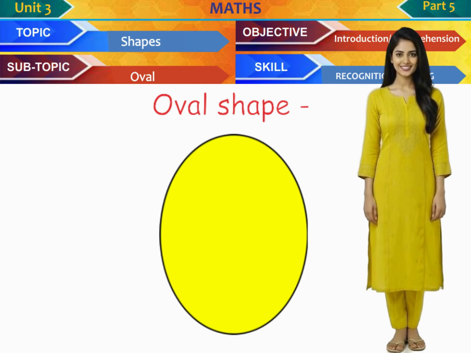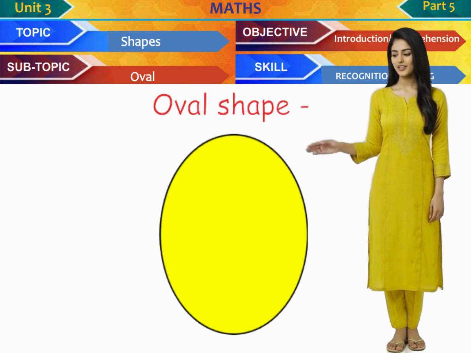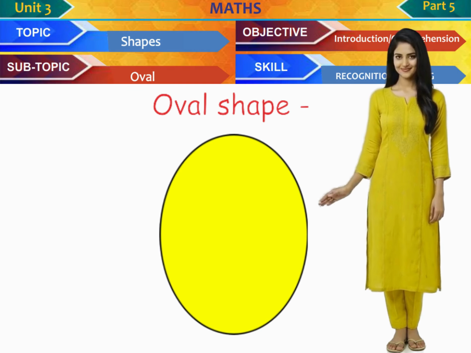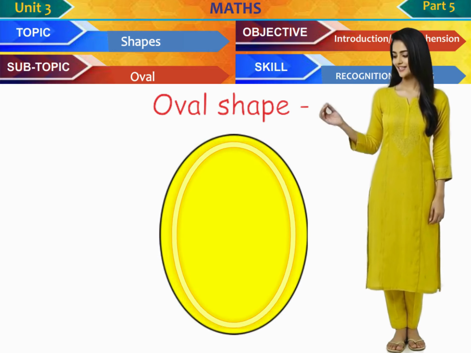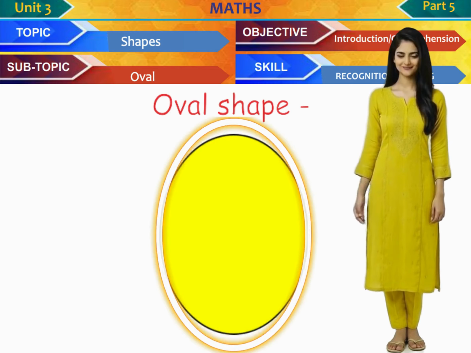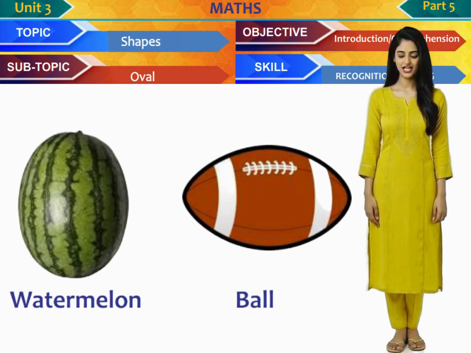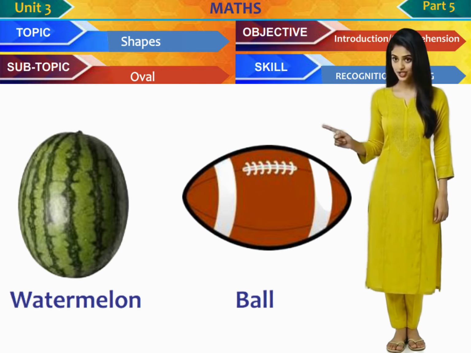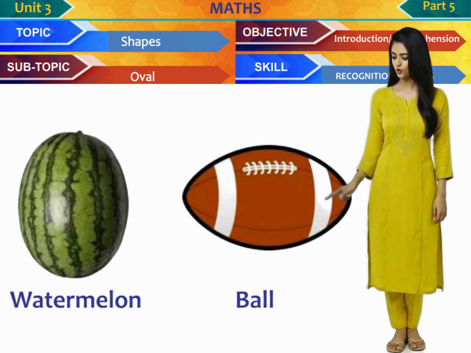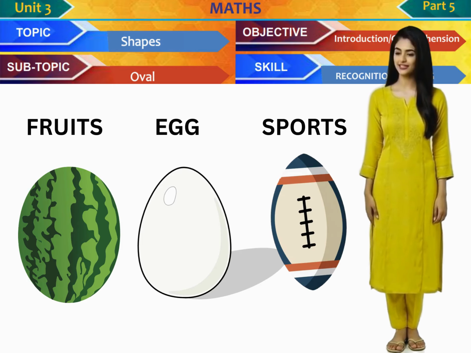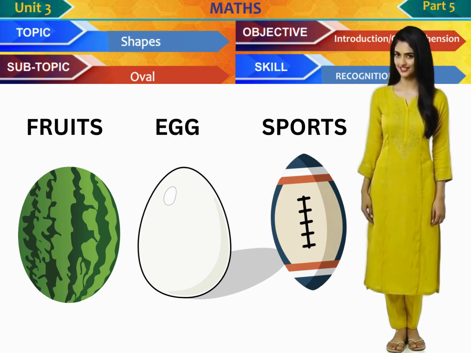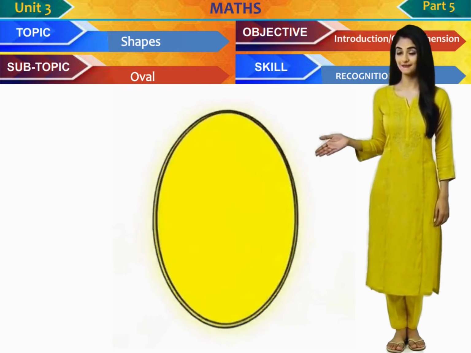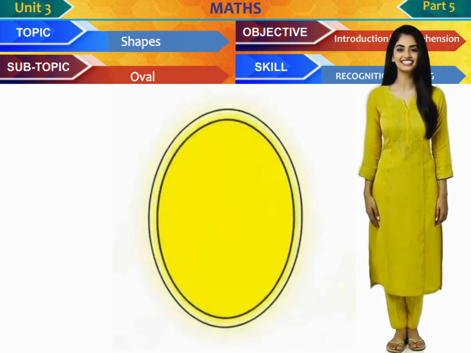Welcome back, children. Today we are going to learn about the oval shape. An oval is a stretched circle with smooth, rounded edges and no corners. Look at these examples. This watermelon has an oval shape. This ball also looks oval. You can find oval shapes in many things around you. Fruits, eggs, and some sports balls. So remember, an oval shape is like a stretched circle. Very good, children. See you next set.